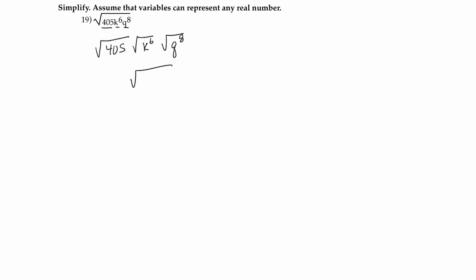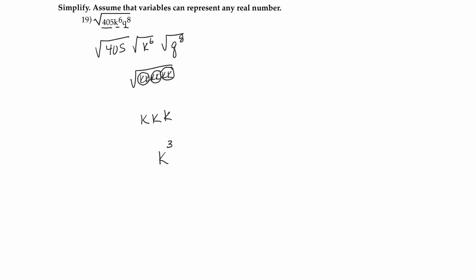And if we take a look at the k's, there's k to the 6th, which means I have 6 k's, right? And so for every 2 I have inside, I can bring one out. There's 2, I bring another one out. There's 3, bring another one out. So since there's 3 k's, I can call that k cubed.